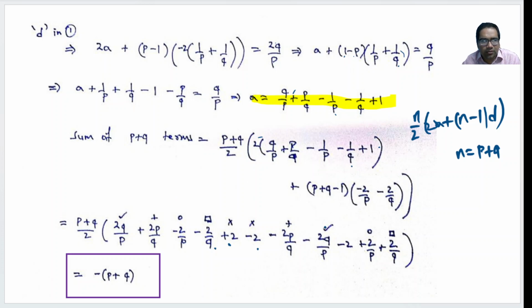2q by p and 2q by p, these two will cancel out. 2p by q and 2p by q, these two will cancel out. Minus 2 by p and plus 2 by p will cancel out. Minus 2 by q and plus 2 by q will cancel out. Plus 2 minus 2 will cancel out. We will be left with only minus 2. Right? This is the only thing that will be left.